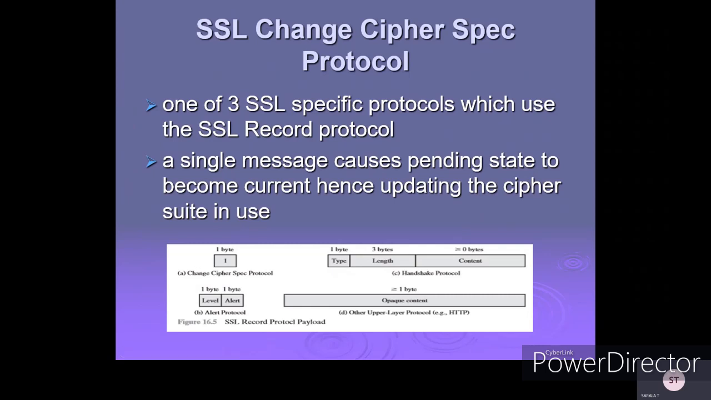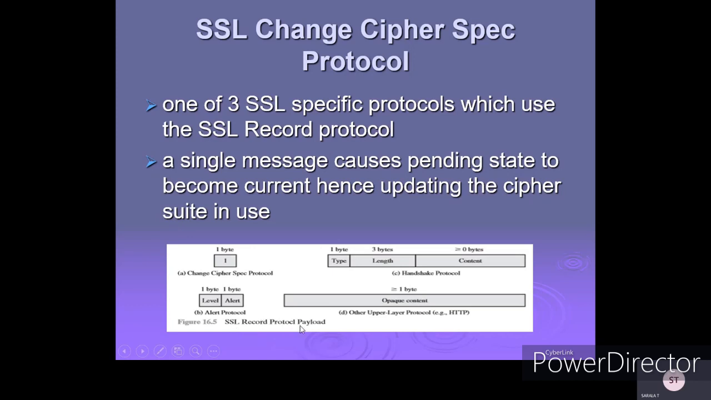And the SSL change cipher spec protocol is one of the 3 SSL specific protocols which use the SSL record protocol. A single message causes the pending state to become the current state, hence updating the cipher suite in use. Whatever data you are transmitting, sometimes you need to wait, sometimes you need to transmit, the wait and transmission states, all those things we will see in the change cipher spec.